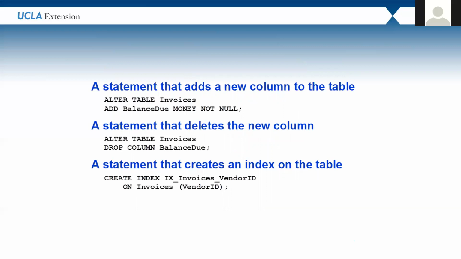Basically with SQL, you can perform different actions, interact differently with the table. You can even alter the table to add another column. And that's altering the table invoices. You add a balance due, which is of type money, and you have to have something there. You can also delete a column by altering the table invoices, dropping the column balance due. And indexes allow you to access records in a specific way.